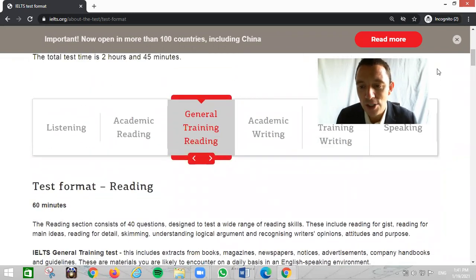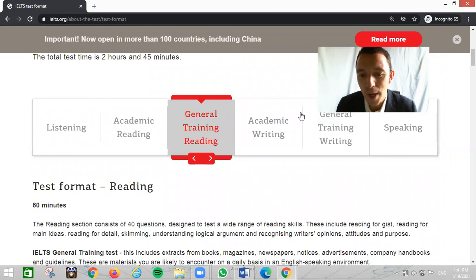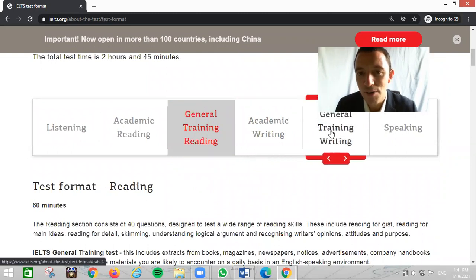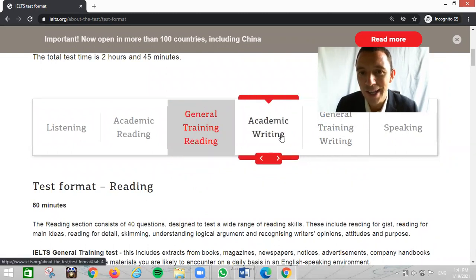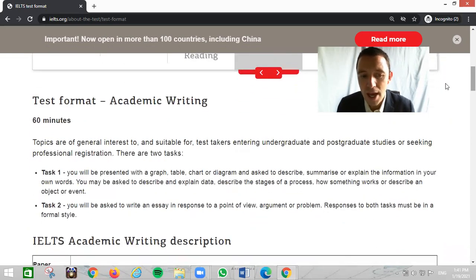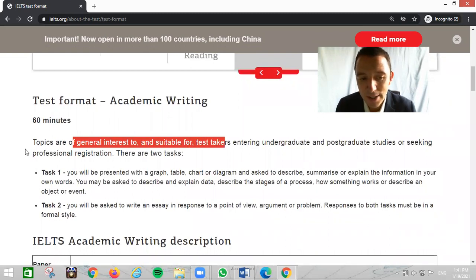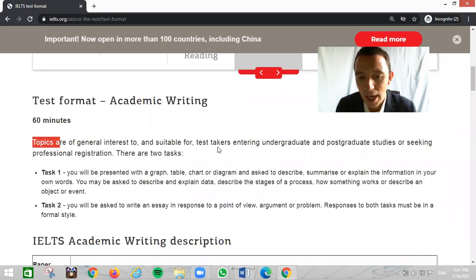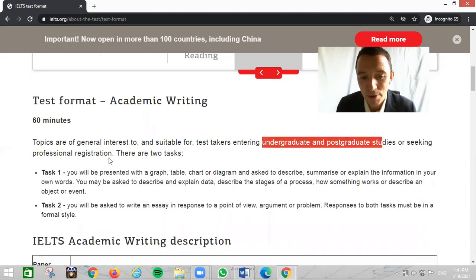Then we go back, change now to the writing. So we have academic writing and we have general training writing. So let's look at the academic writing. Okay. The topics are of general interest and suitable for the test, suitable and appropriate for the people taking the tests, undergraduate and postgraduate studies, or seeking professional registration.